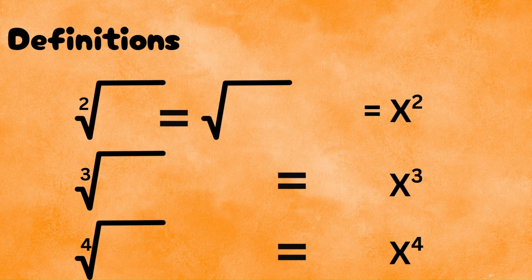Then an index of 3 equals an exponent of 3. An index of 4 equals an exponent of 4. So the number that is the exponent should be the same as the number that's in the index.